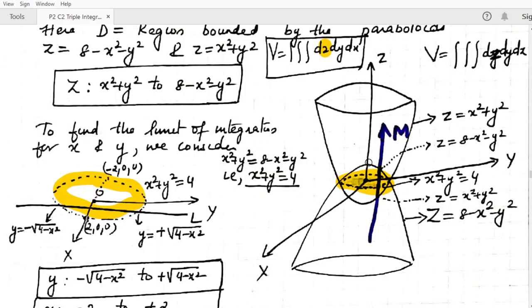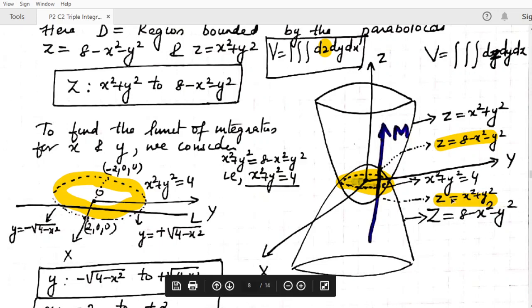We can see that there are two equations. One equation is z equal to 8 minus x square minus y square. Another paraboloid is z equal to x square plus y square. The point of intersection has some equation. We get the point of intersection between two equations by solving them, and that gives a circle with its interior.